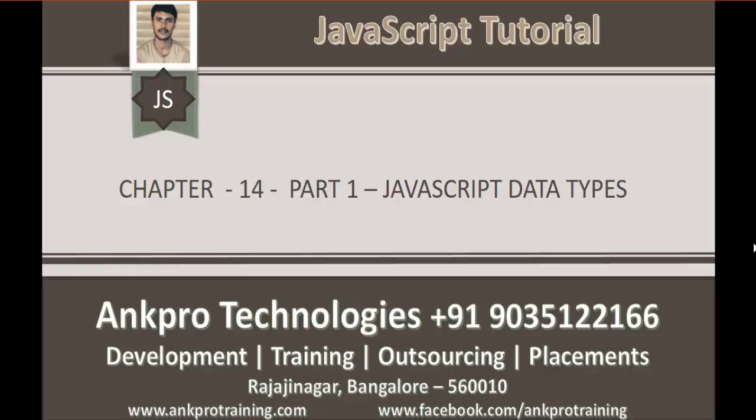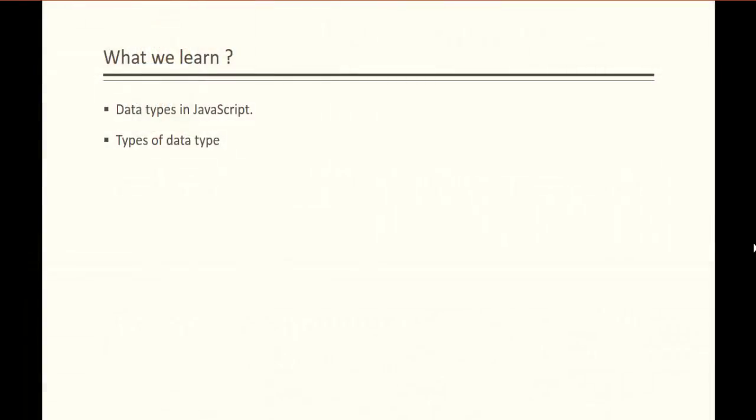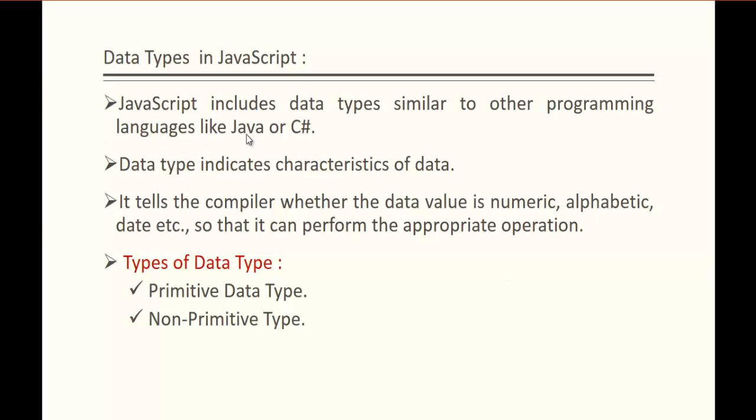My name is Harish. In this session, we are going to learn about the data types in JavaScript and also the types of data type. JavaScript includes data types similar to other programming languages like Java or C#. A data type indicates the characteristics of the data, and it tells the compiler whether the data value is numeric, alphabetic, date, etc., so that it can perform the appropriate operation.